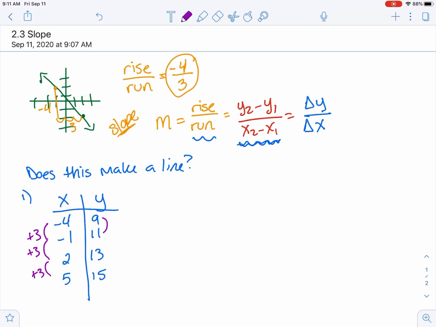Now look at your y's. To go from 9 to 11, I add 2. To go from 11 to 13, I add 2. To go from 13 to 15, I add 2.